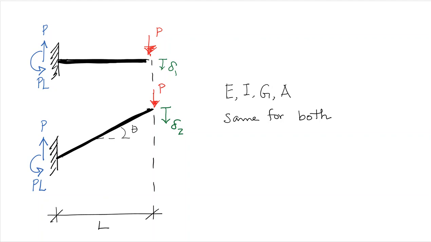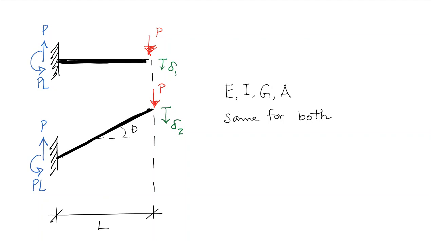Hello everybody. In this session I would like to go through a simple yet interesting problem in classical structural analysis. So we want to compare the vertical deflection of these two structures that I'm showing here on the left. The one on the top is a horizontal cantilever with a point load at the tip, and the other one is a cantilever inclined at an angle theta. Both of them have the same horizontal projection, L, and both of them have the same elastic properties and the same cross section.